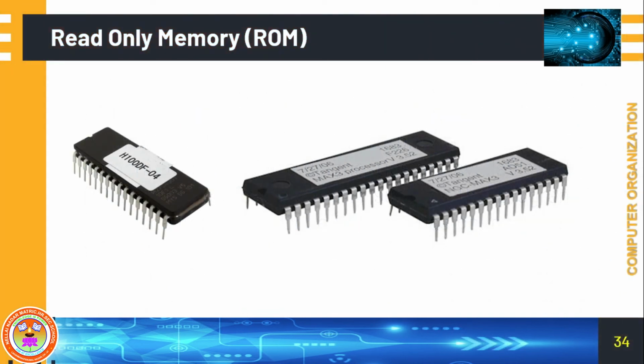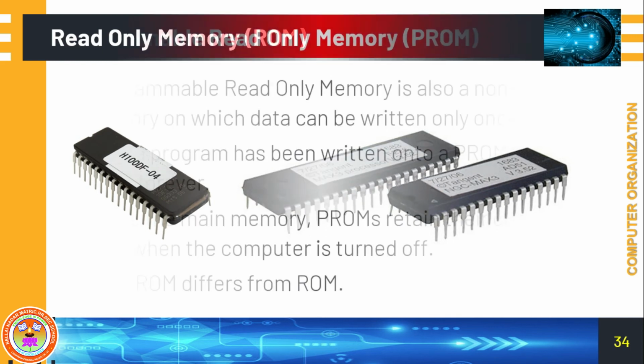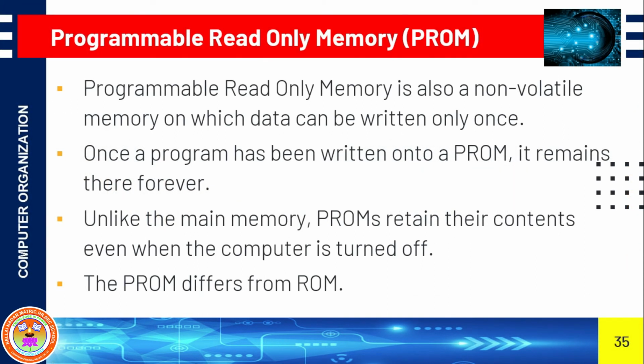Okay. This is the structural representation of ROM, read-only memory. The next one, programmable read-only memory. It is also a non-volatile memory, and its data can be written only once. Once a program has been written into a PROM, it remains there forever. That means once you write any data inside the PROM, it remains there forever. Unlike the main memory, PROMs retain their contents even when the computer is turned off. Like ROM, it also retains the contents.